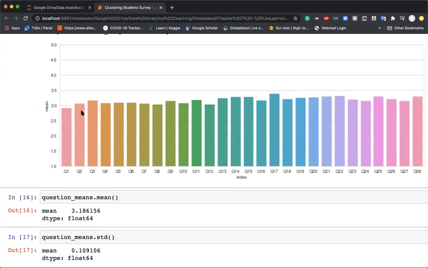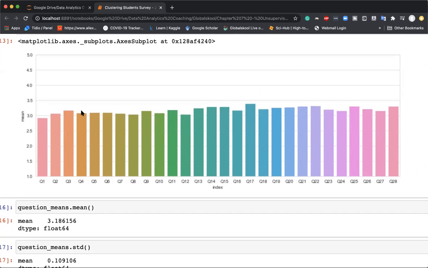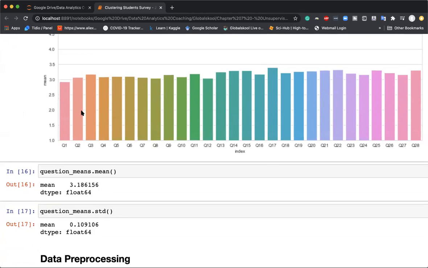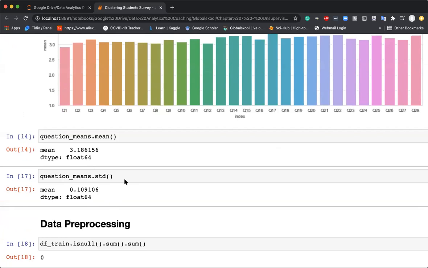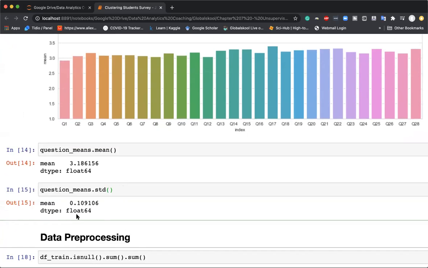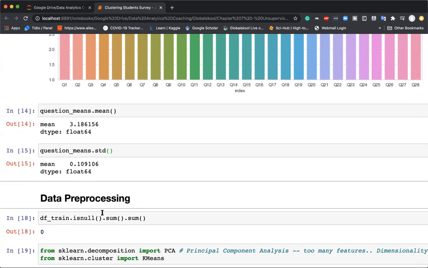Okay, so that gives me an idea that we have a general average response for all the questions, where the mean value is 3.18 and the standard deviation is 0.109. Great.